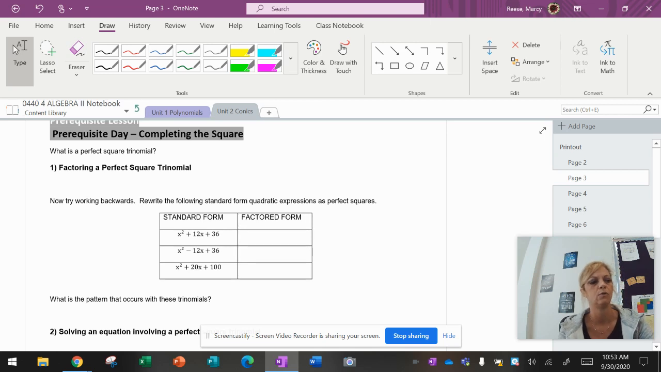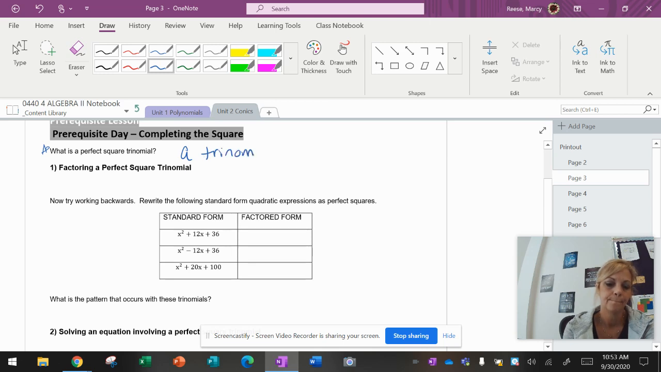In order to do that, you need to know what exactly is a perfect square trinomial. So we're starting right here. What is a perfect square trinomial? A perfect square trinomial is a trinomial from a squared binomial. So it's the result. This trinomial is a result of a squared binomial.